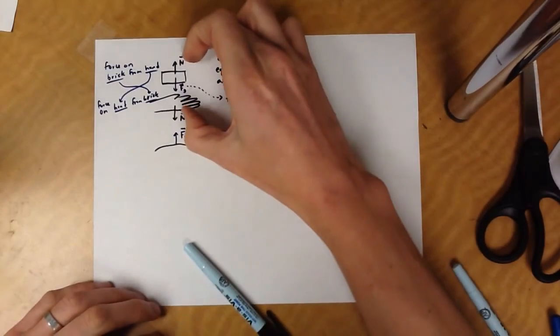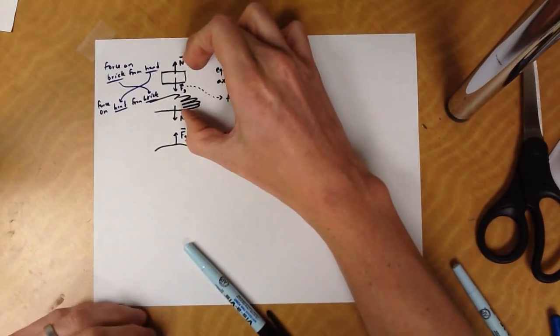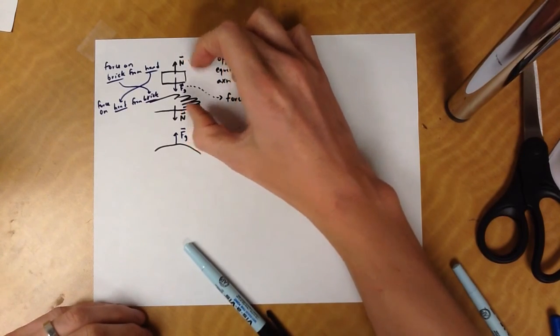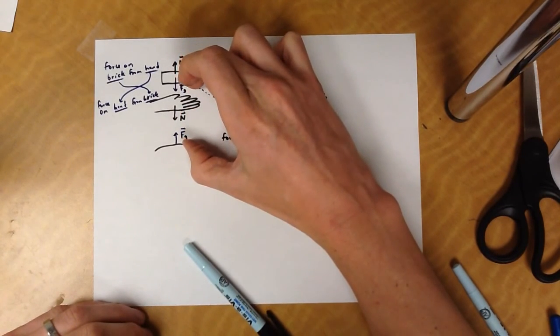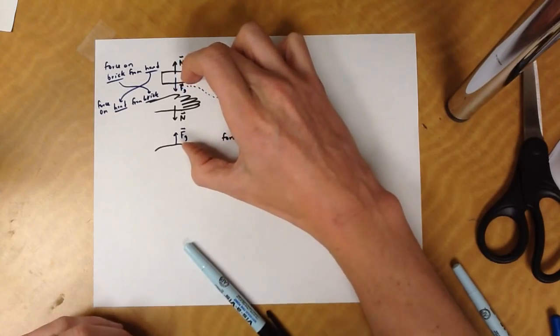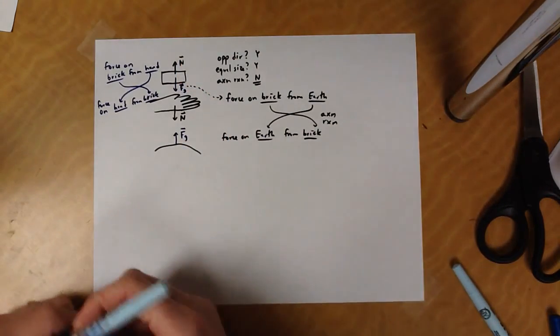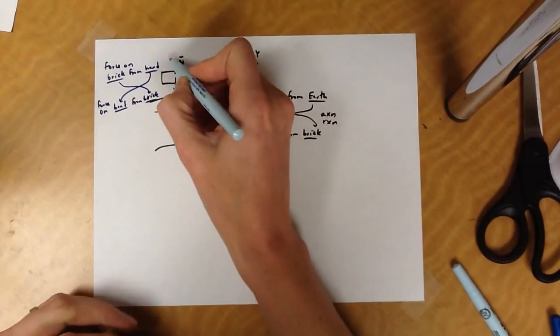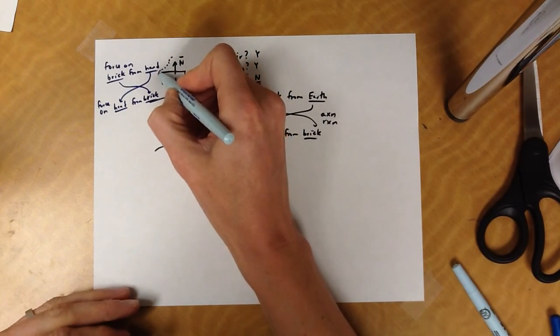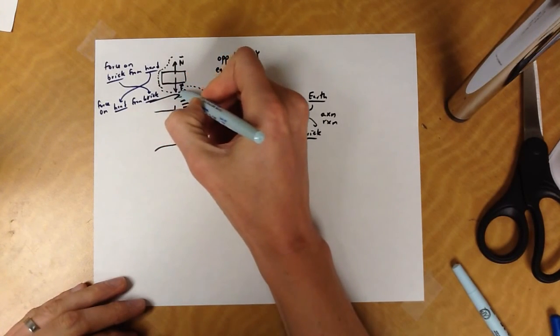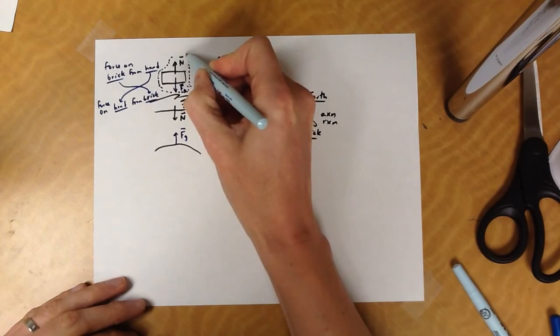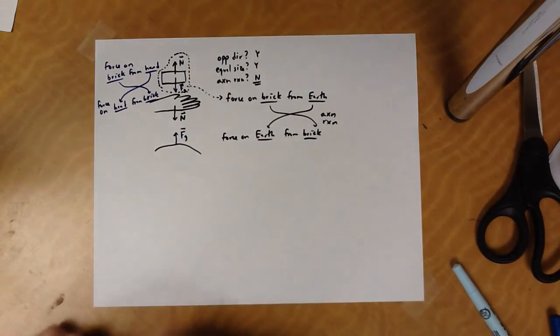So the normal forces, that's a pair. That's an interaction between the brick and the hand. The force of gravity, that's a pair. That's an interaction between the brick and the earth. But the original two were not a pair. I'll go ahead and circle that. These two happen to be equal and opposite, but since they weren't partners, they don't have to be.